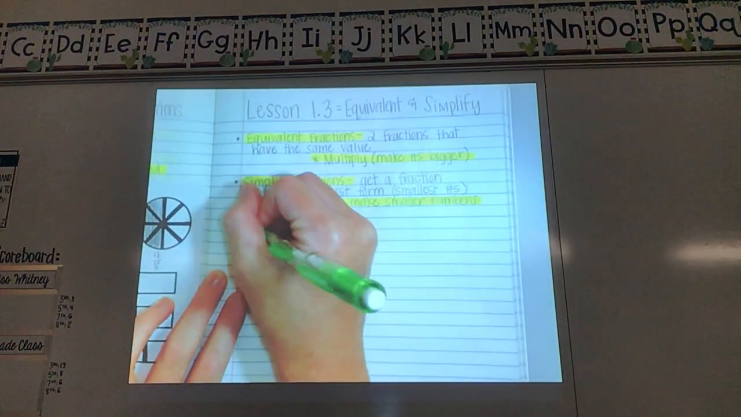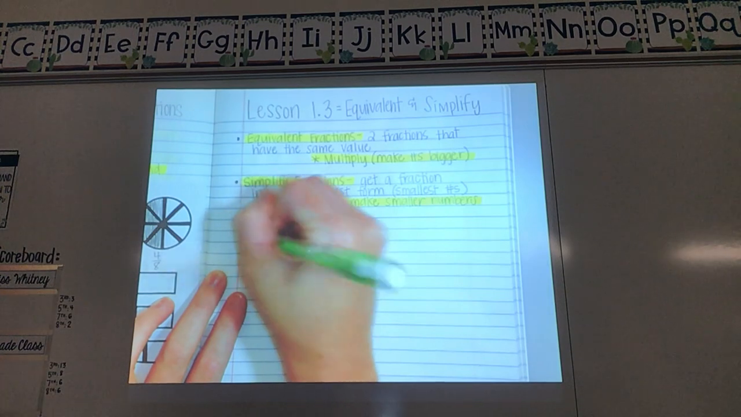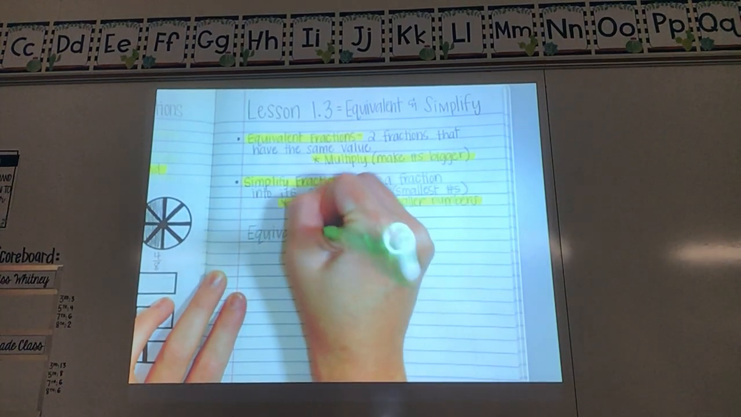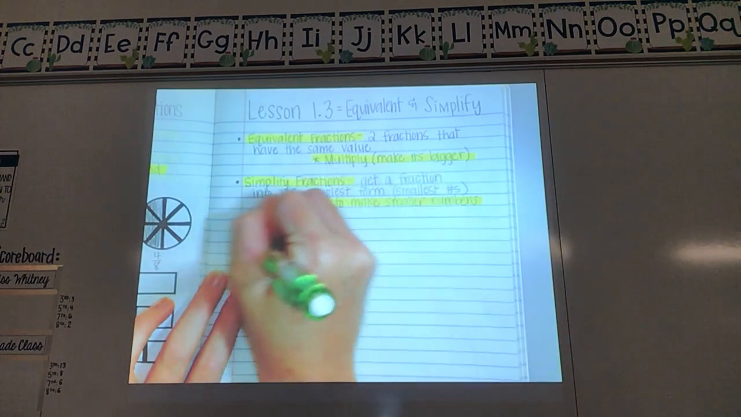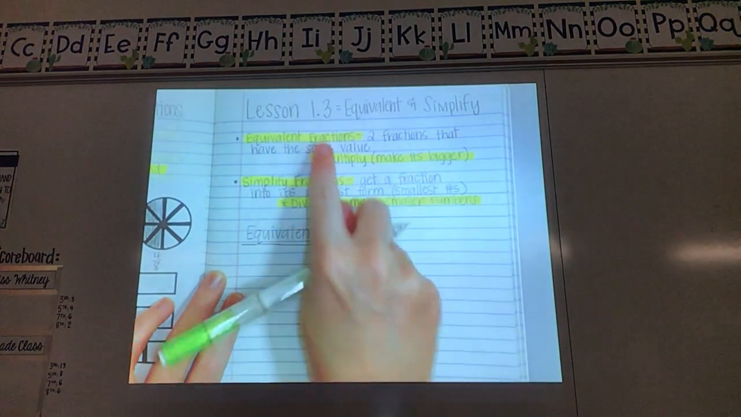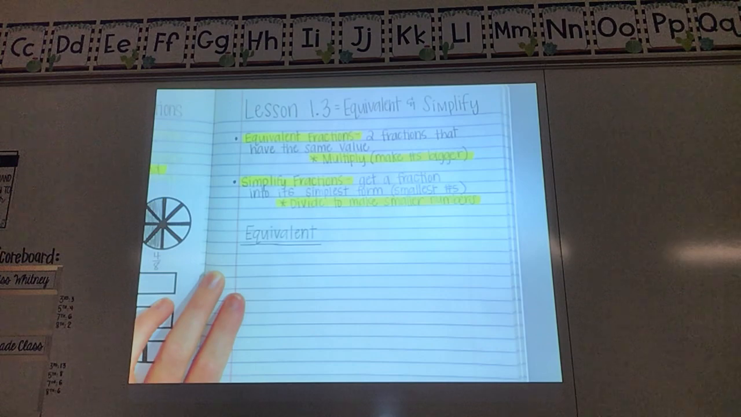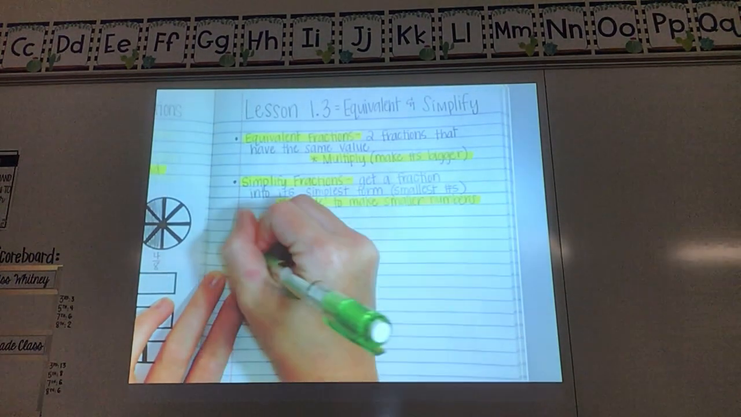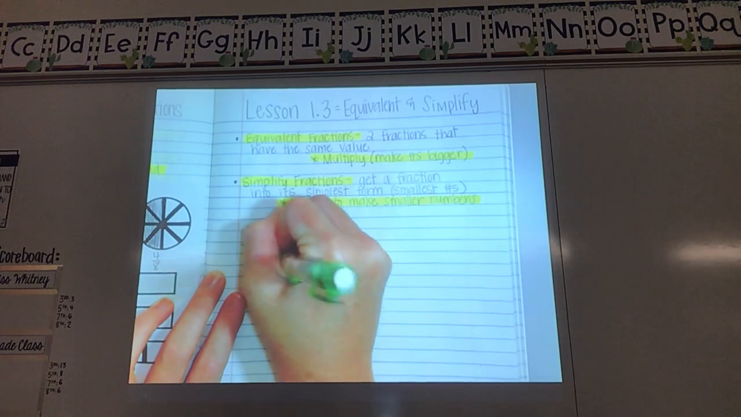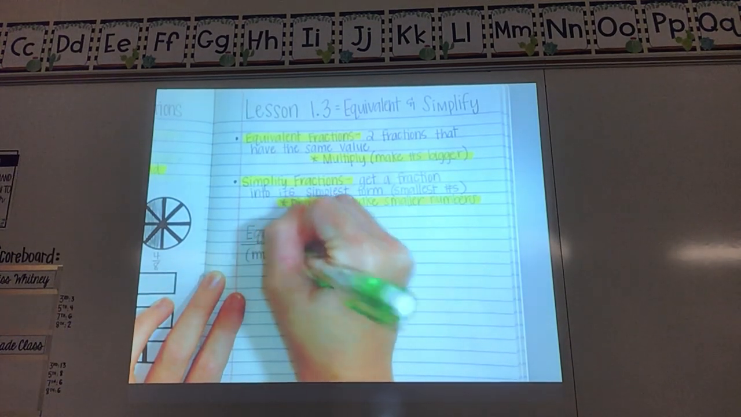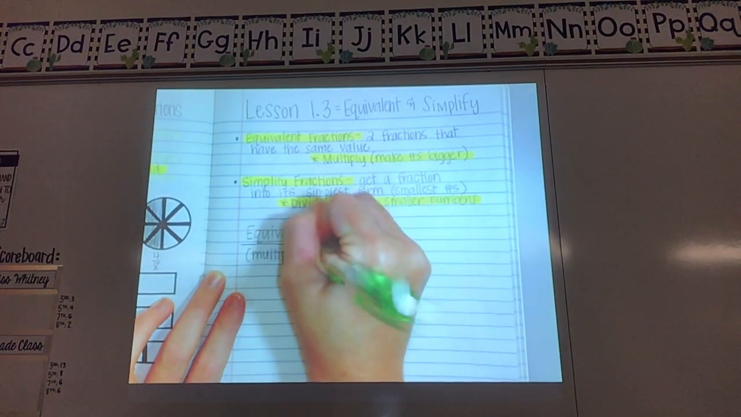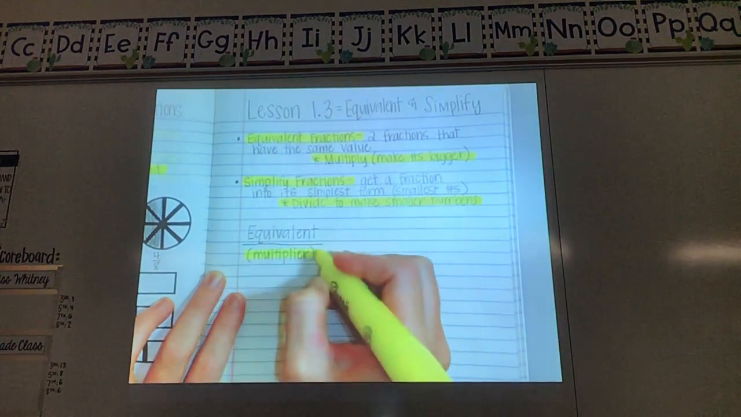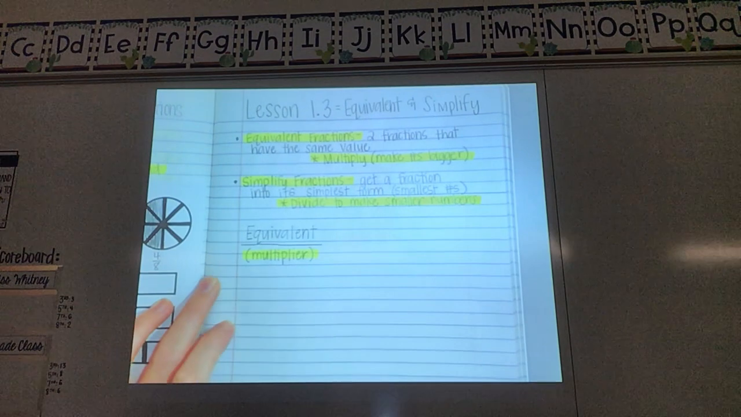So first I'm going to put equivalent over here. And looking back at my definition, equivalent fractions means I'm going to multiply. Whatever number we multiply by, they're going to call that the multiplier. So whatever number I choose to multiply by is what they're going to call the multiplier. Let's try one out and see.